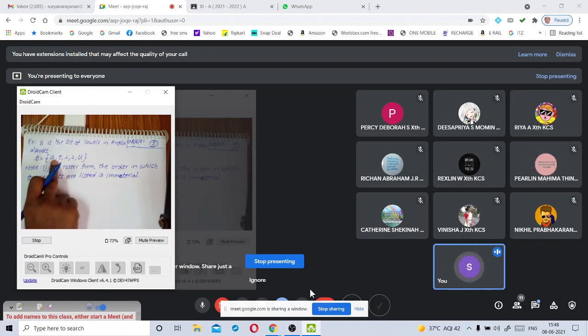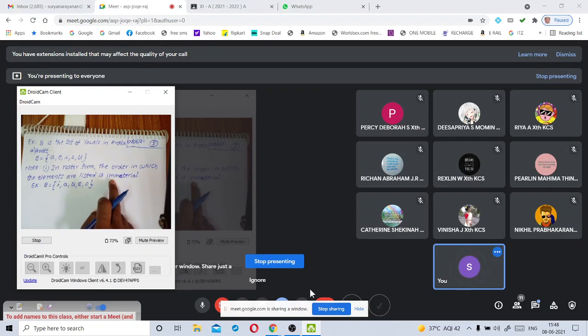Here we can write these elements in any order as you wish. Suppose I write I, A, U, E, O. We can write these elements in any order. That is the meaning of this point. Understood this point, my dear children?